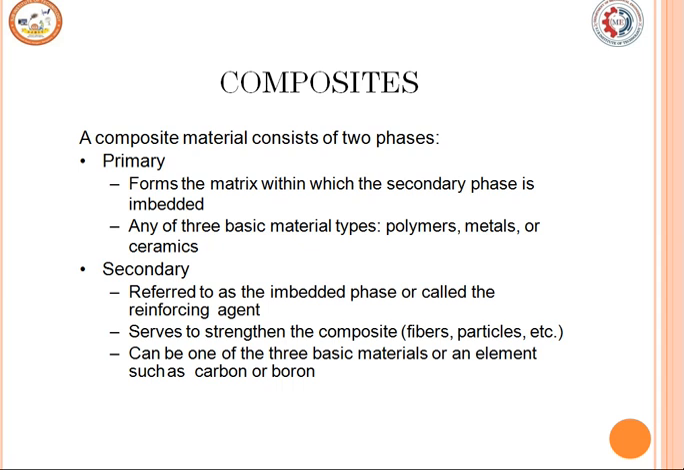So there are three materials we consider when we are going to take a composite material. It may be polymers, metals or ceramics. Secondary materials are referred to as the embedded phase or reinforcement. So here the secondary materials will be like fibers, particles, etc. It can be any one of the elements like carbon, boron, silicon, silicon carbide; these different materials we can reinforce.